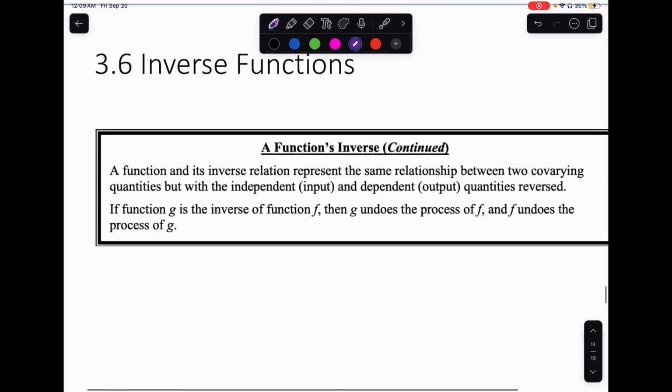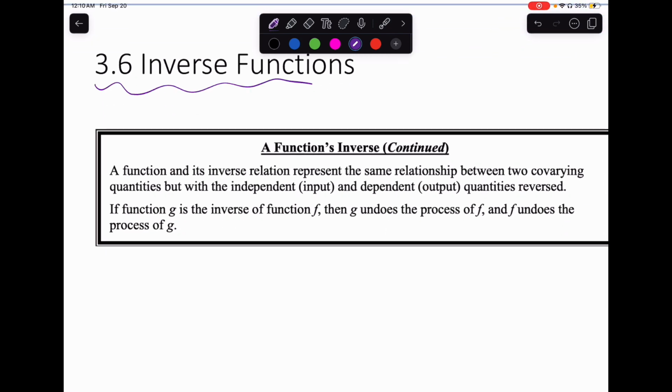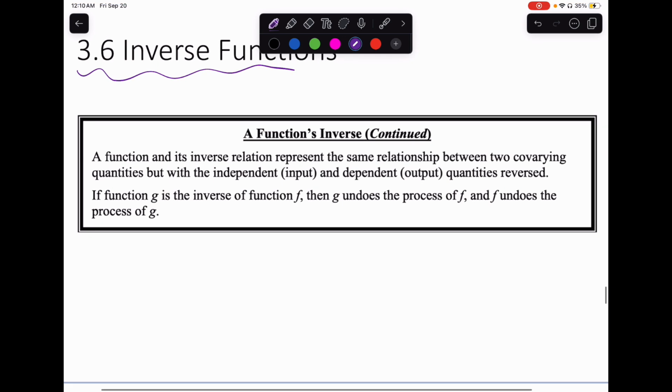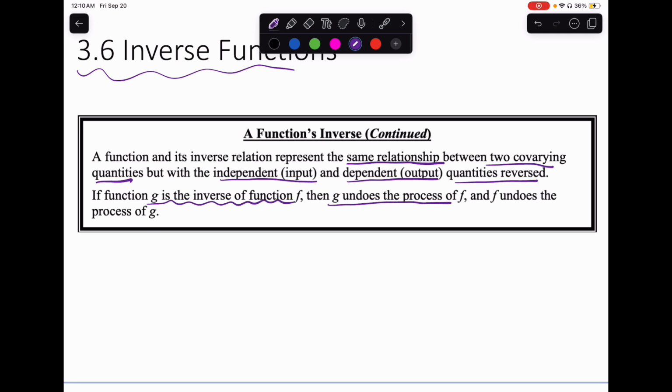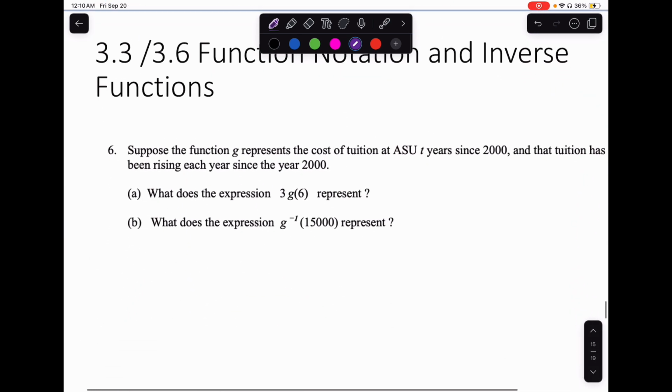We're going to move to 3.6, inverse functions. This definition that I pulled says that a function and its inverse relation represent the same relationship between two covariant quantities, but with the independent input and dependent output quantities reversed. And what it says here is, if function g is the inverse of function f, then g undoes the process of f, and f undoes the process of g. So we can jump in and see some examples.